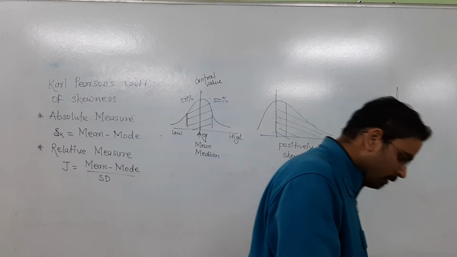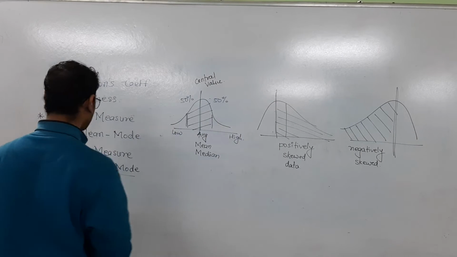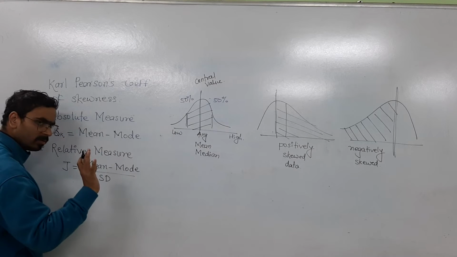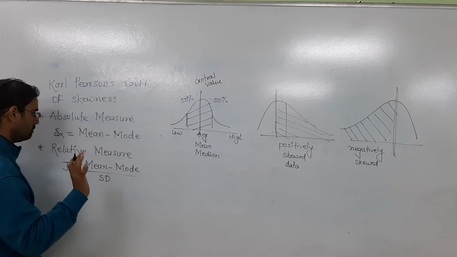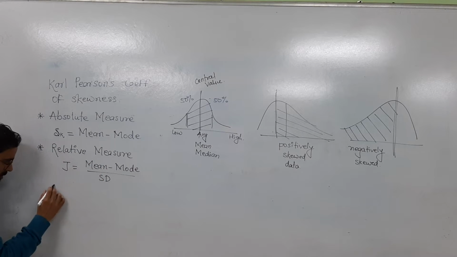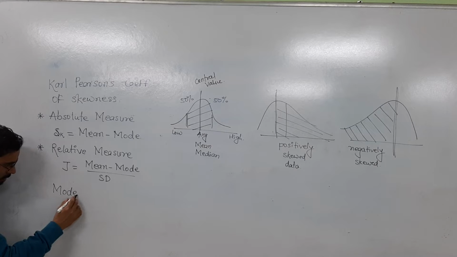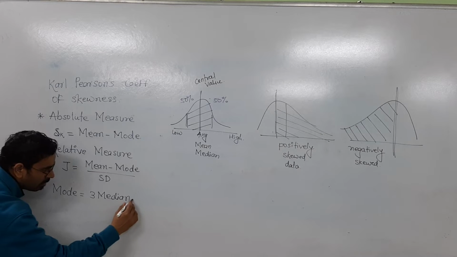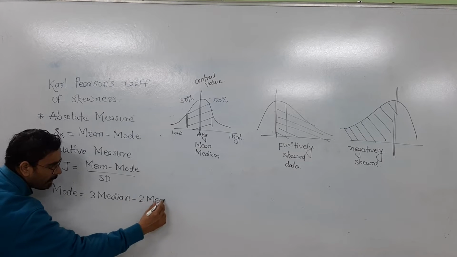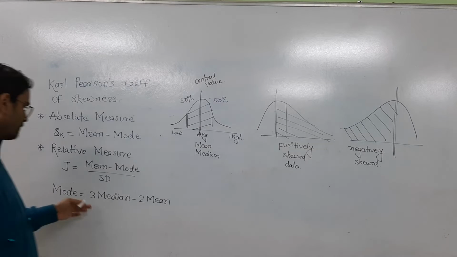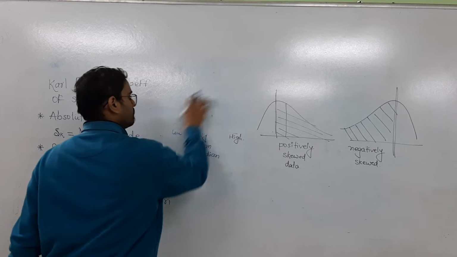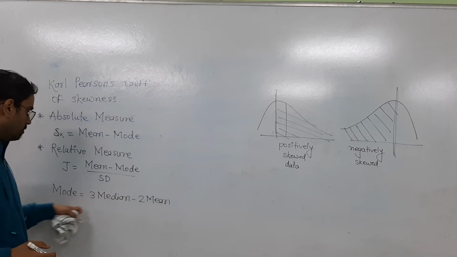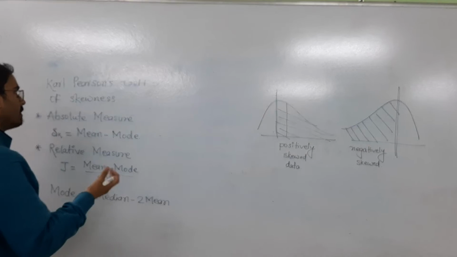Now we have to understand the relation. We have a relation when mode is not given. So what will we do? Simple. We have a formula for mode. The mode formula is: mode equals 3 median minus 2 mean. So we can convert this formula with the mode formula. So we are now converting that mode by this formula. We will see what kind of changes will occur.